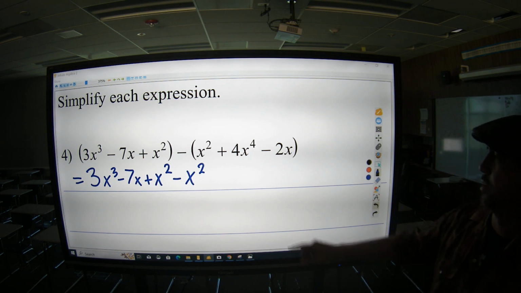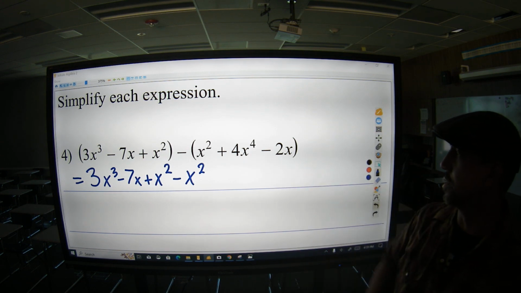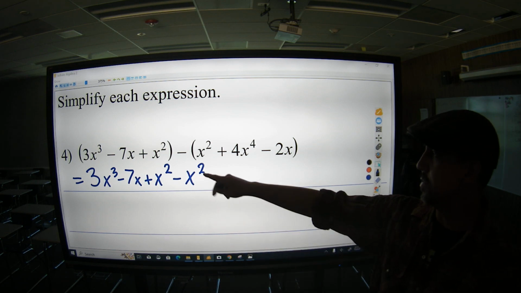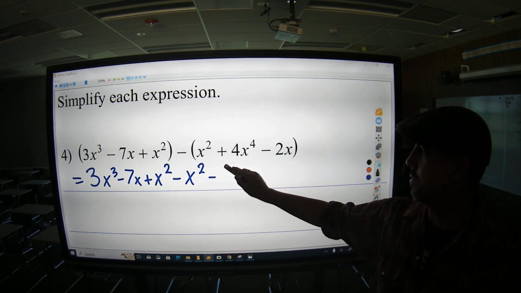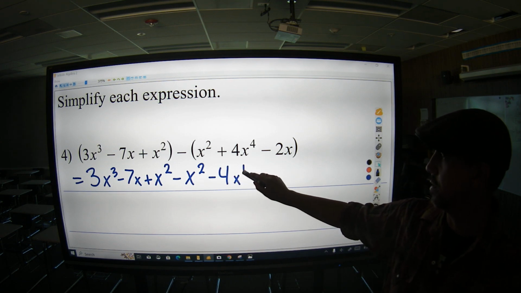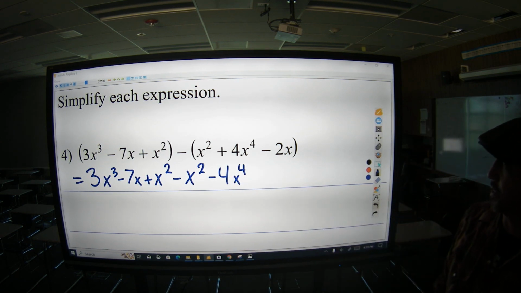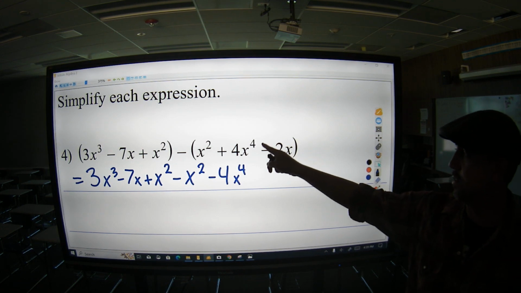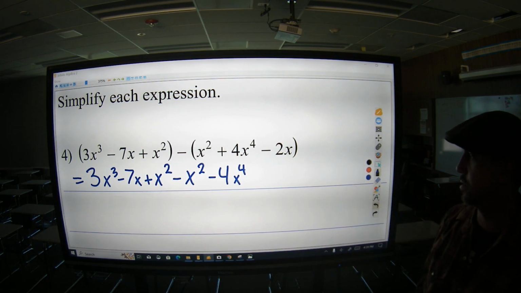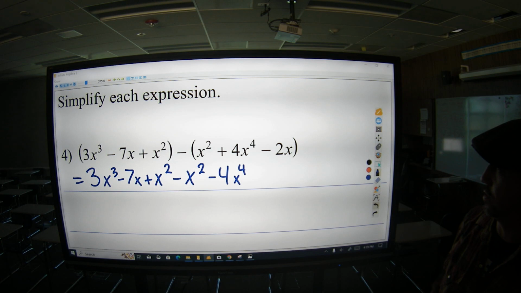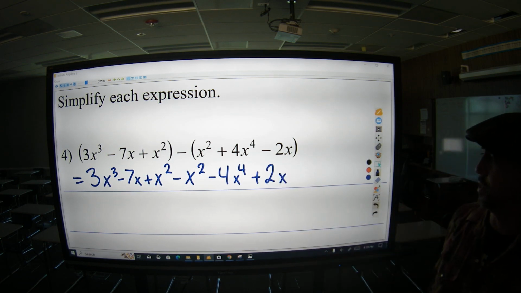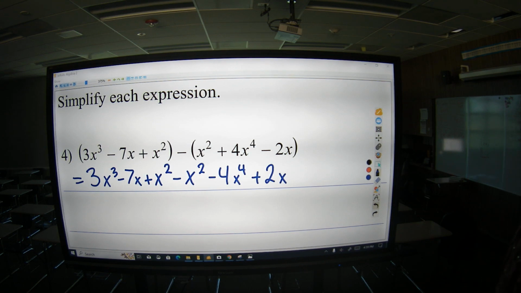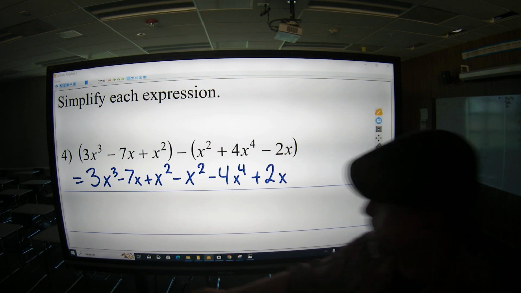Okay, likewise here, we have a positive 4x to the 4th power, and that means that I'm going to have to change this positive into a negative, so I have negative 4x to the 4th power. And lastly, I see a negative 2x, and so I do have to change that negative into a positive. So now this step is complete, and we have eliminated the parentheses, and now we can just combine our like terms like usual, and we can move on.